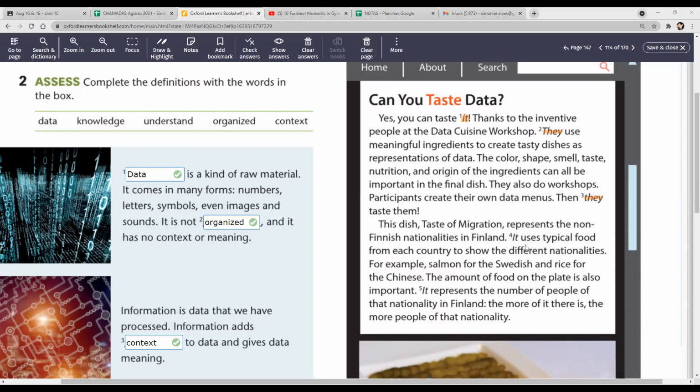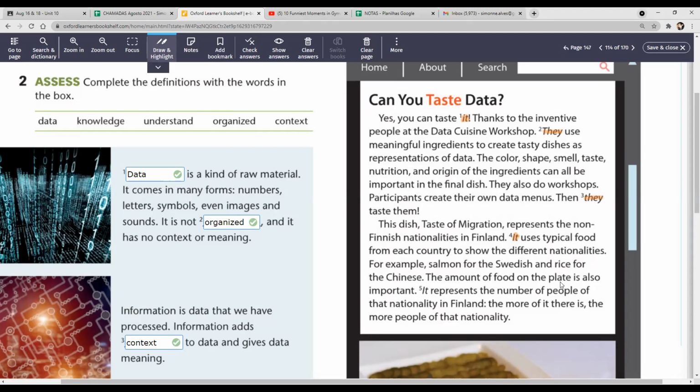Okay. Next one. This dish, Taste of Migration, represents the non-Finnish nationalities in Finland. It uses typical food from each country to show the different nationalities. So here we have the pronoun it. What does it refer to? Taste of Migration. The Taste of Migration is the dish. Okay, so it refers to the dish. Very good.